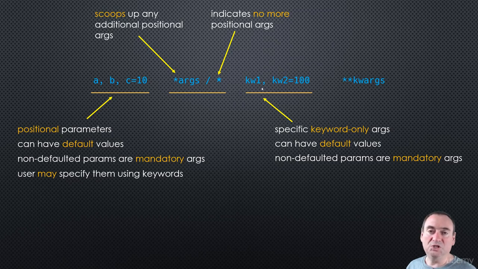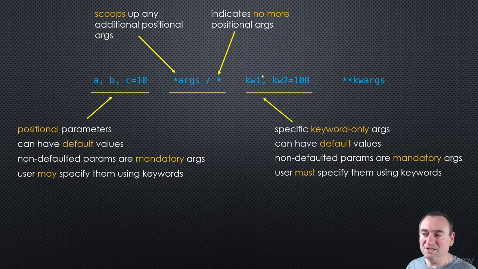So these are not mandatory, they're optional. Whereas KW1, which does not have a default value, is mandatory. And the user now must specify those keyword arguments using a keyword, right? They have to pass the values to the function using something of the form KW1 equals A or 10 or whatever the case may be.